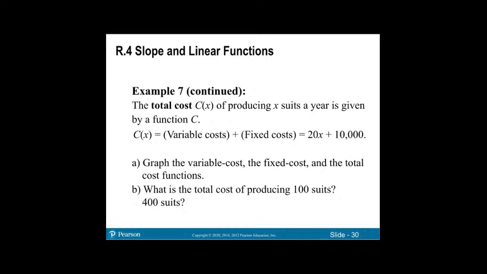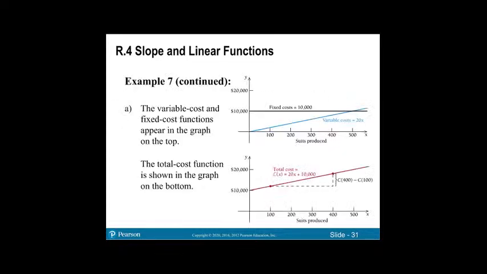And then what's the total cost of producing 100 suits? The total cost is going to be parallel to the variable cost, but shifted up by 10,000. To produce 100 suits, you're going to plug 100 into the formula. You see where the blue one crosses at the origin, and then the total cost crosses at 10,000 because we moved it up by 10,000 units, but it's parallel.